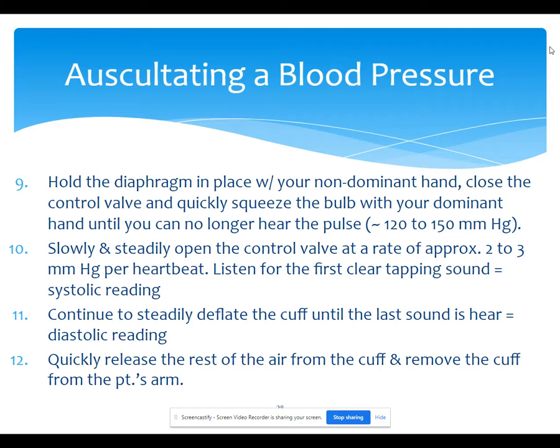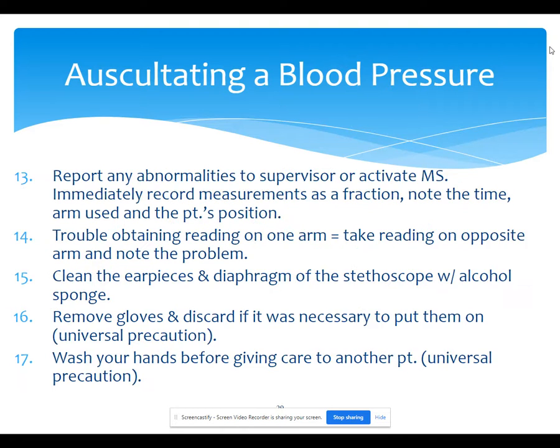You're going to hear the heart rate, keep hearing it, keep hearing it, and all of a sudden you stop hearing it. No, you won't hear it anymore. That's the last sound, so that's the diastolic reading. So that's at maybe 82, 78, something like that. Once you get that, then you can quick release it and remove the cuff from the patient's arm.